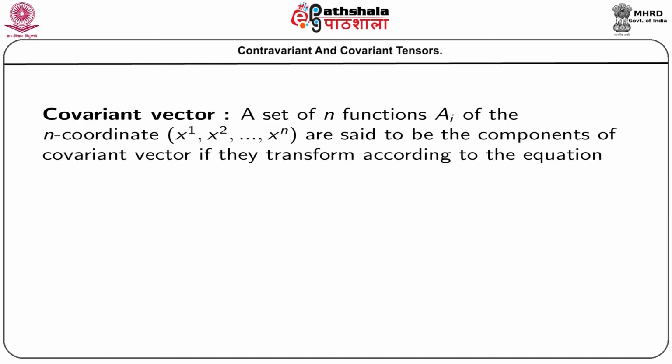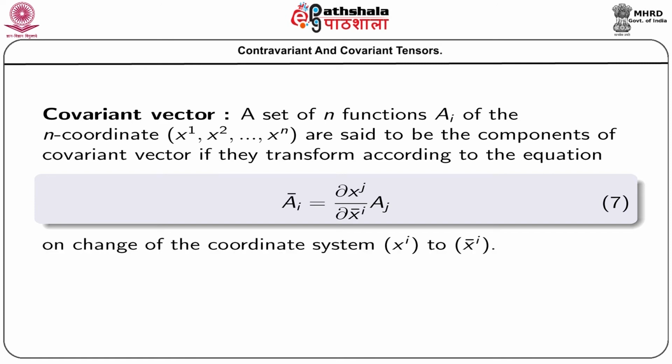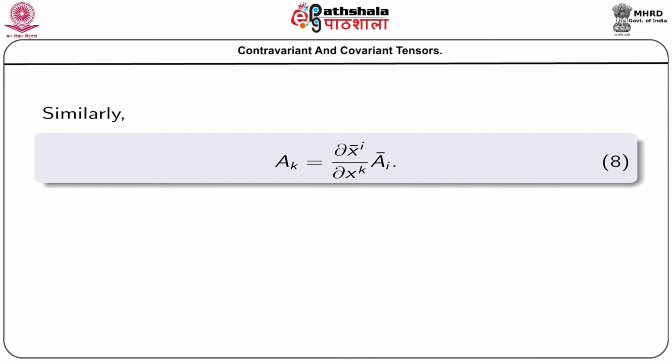Similarly, we can define the covariant vector in the following way. A set of n functions a_i of the n coordinates x1, x2, ..., xn are said to be components of a covariant vector if they transform according to the equation a bar i equals ∂x^j / ∂x bar i a_j on change of the coordinate system x^i to x bar i. And similarly, from unbarred to barred, we can write a_k equals ∂x bar i / ∂x^k a bar i.